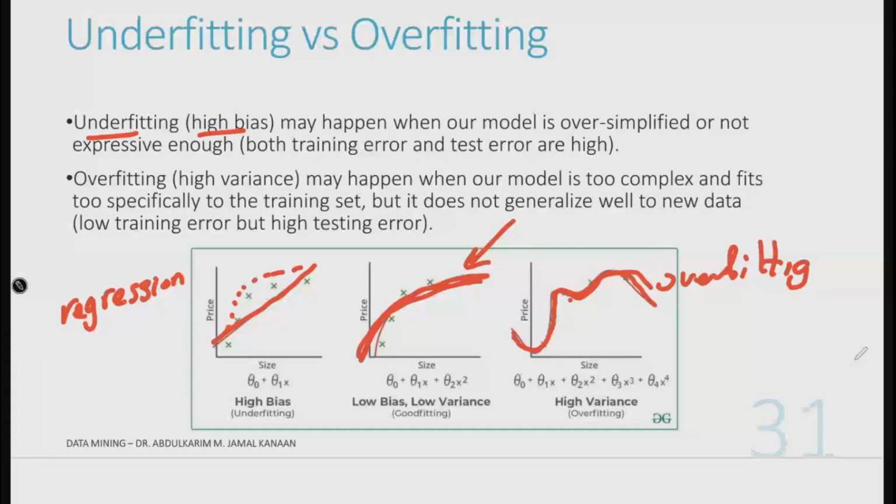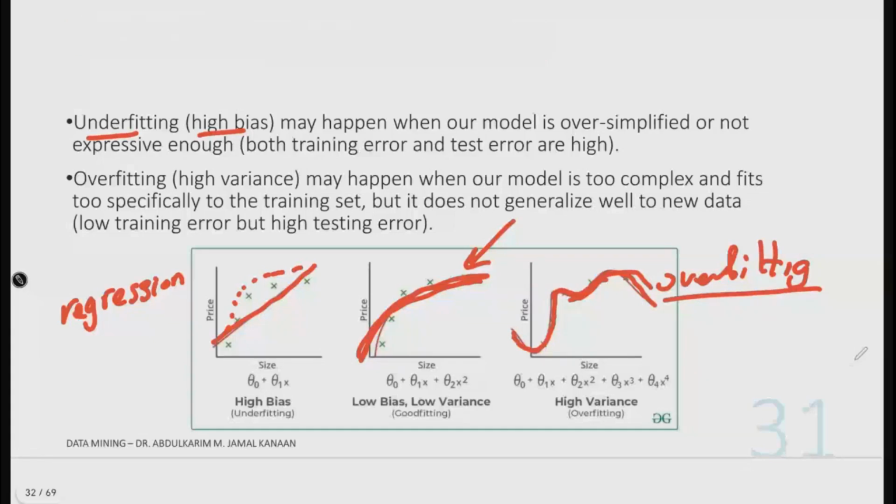Now we come to these two words. What do we mean by high bias for the case of underfitting? Bias simply means how far your predicted value is from the actual value. Okay? Clear what we mean by bias?